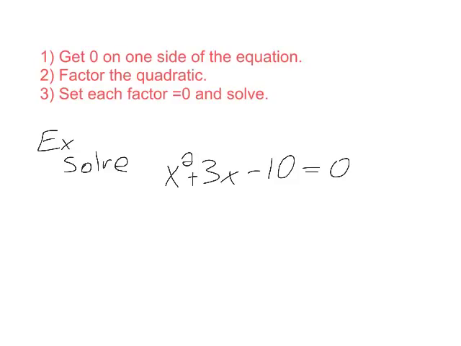Okay? So we already have the 0 on one side of the equation. I don't have to move anything. I don't have to simplify or do anything to the equation itself. I already have the 0 on one side. Okay? So my next step is to factor the quadratic. That's the x squared plus 3x minus 10 part over here.